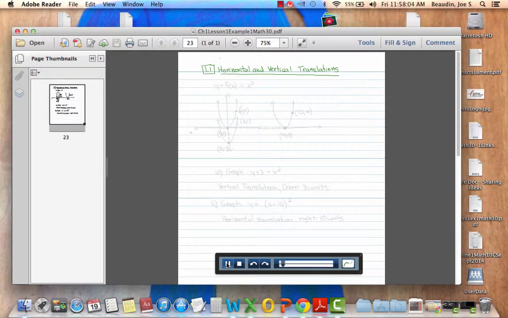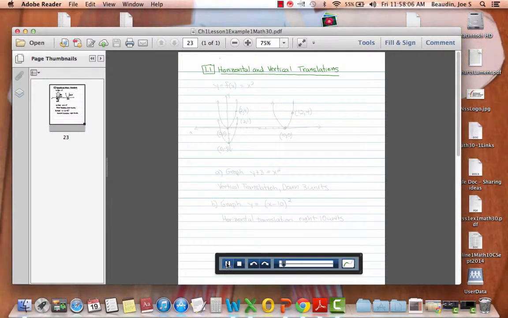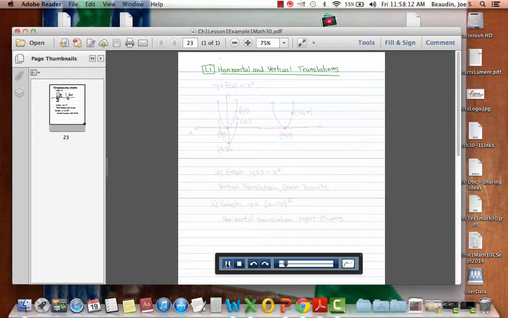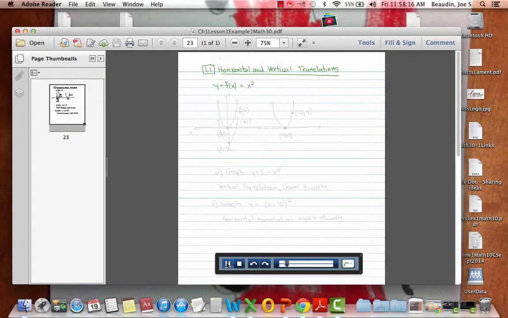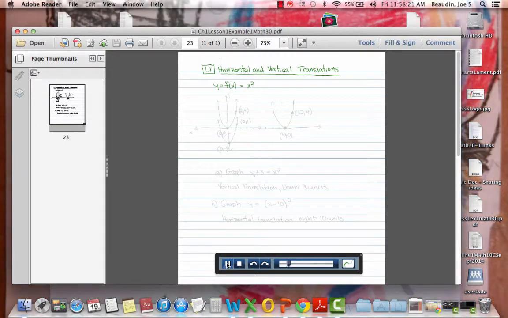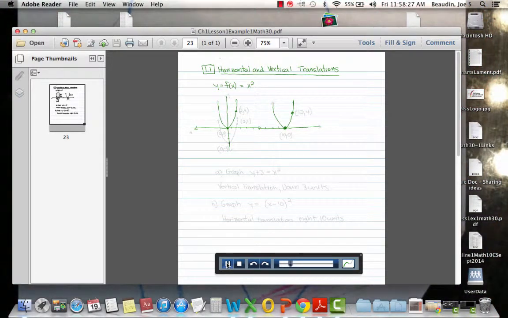Okay, so our first lesson in Chapter 1 is 1.1 Horizontal and Vertical Translations. In this section we're asked to do things like graph y equals f of x equals x squared, and then to graph some transformations of it. So before we start transforming it, let's make sure we have a clue what this thing looks like. Kind of your standard issue parabola, faces up, something like this.